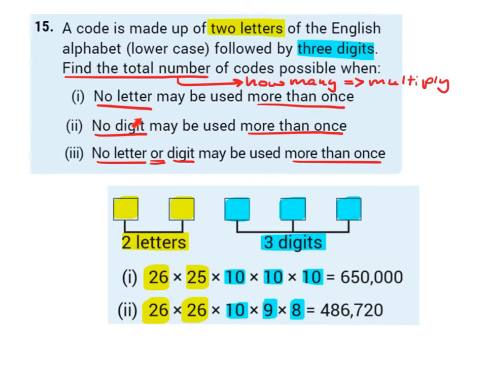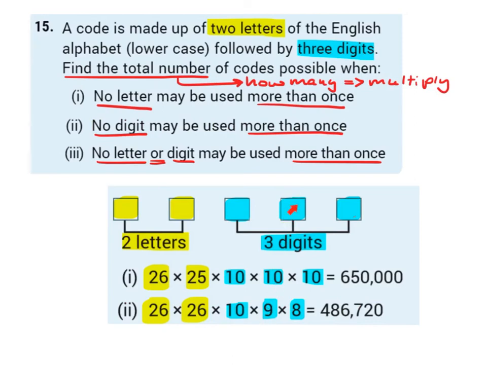So remember, no digit can be used more than once. It didn't say anything about the letters. So we had 26 choices for the very first letter. We could repeat a letter, so we had 26 choices for the second letter. For the digits, there are 10 digits in total, so we had 10 digits to choose from for the first digit. It said in the question, no digit may be used more than once, no digit may be repeated. So therefore, whatever digit we've used for the first digit, we can't use it for the second or the third one. So for the second digit, 10 minus 1 is 9.